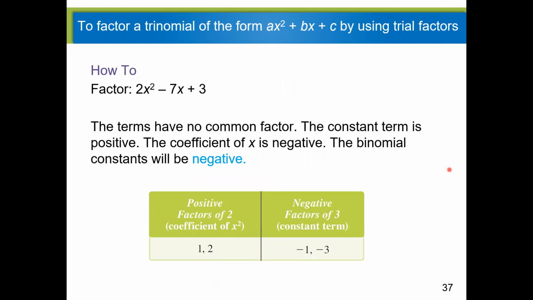So what's going on here? 2x squared minus 7x plus 3. No common factor, right? 2, 7, and 3 are all prime. You can't pull anything out of them. But you do have that the constant term is positive and the coefficient of x is negative. Meaning the 3 is positive and the 7 is negative. So you need to have two negative numbers in the binomial grouping, since they need to add to a negative number but multiply to a positive number.